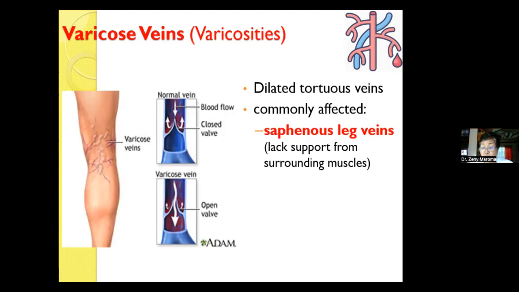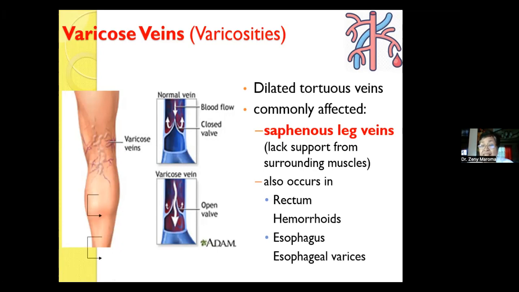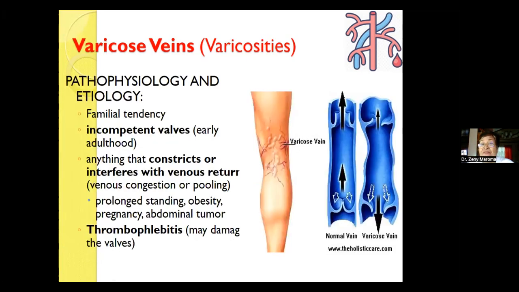Okay? Incompetent valve. Pero pag sinabi nating varicosities, it can also occur in the rectum. Pero ang tawag doon, hemorrhoids. It can also occur in the esophagus. Ang tawag dyan, esophageal varices. Pero since tayo ay cardiovascular, ang pinag-uusapan natin, leg varicosities. Okay.